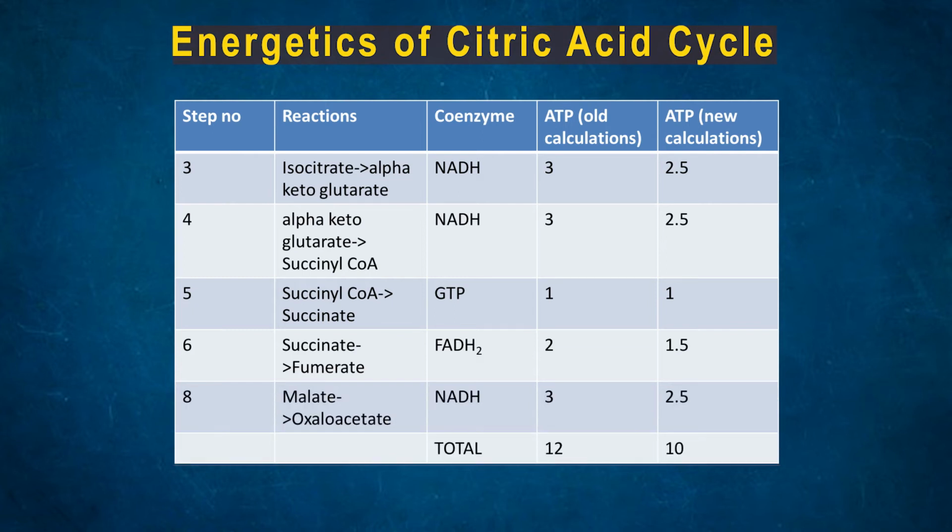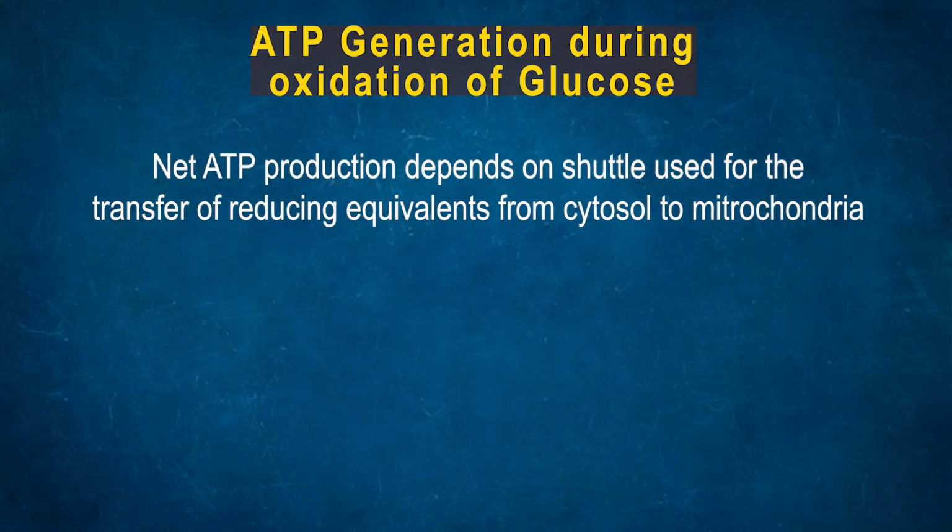Then malate to oxaloacetate, once again another NADH, which may be 3 ATP or 2.5 ATPs. So, in total either 12 or 10 ATPs are produced. Now, net ATP production depends on the shuttle used for the transfer of reducing equivalents from cytosol to mitochondria.